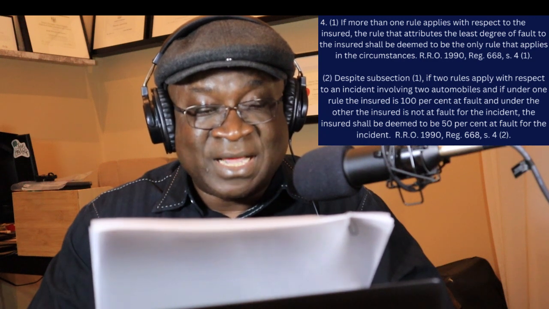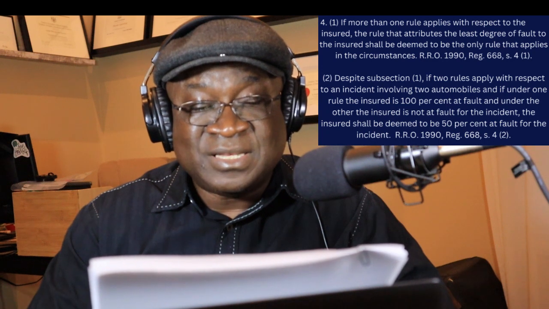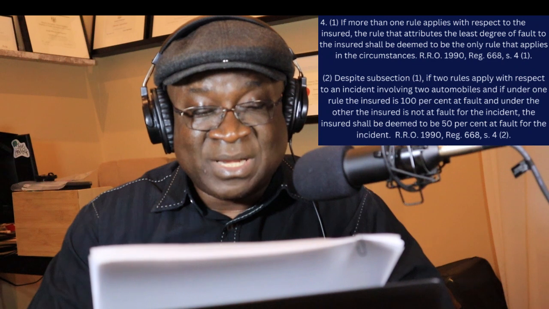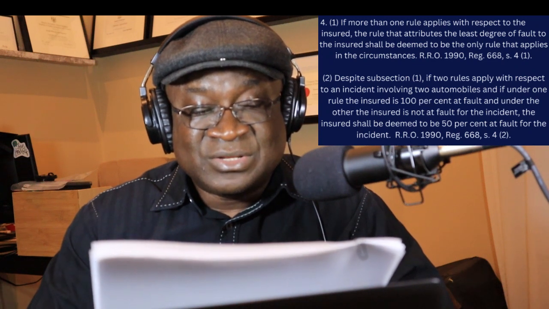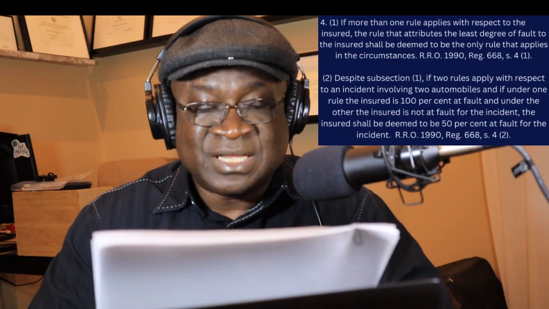Then Section 4 says, if more than one rule applies with respect to the insured, the rule that attributes the least degree of fault to the insured shall be deemed to be the only rule that applies in the circumstances. So that's R.R.O. 1990, Regulation 668, Section 4, Subsection 1. So if more than one rule applies, the regulation says the fault will be assessed based on the rule with the least degree of fault.